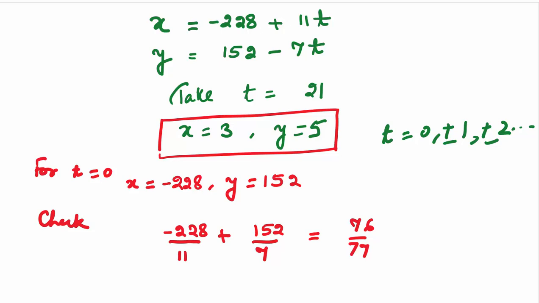In this method, you saw that we used elementary row transformations. This method is also called the extended Euclidean algorithm.